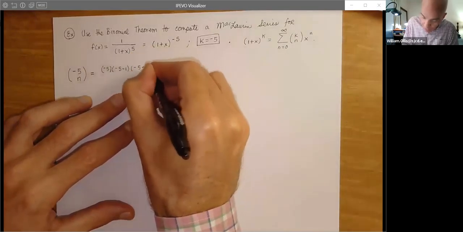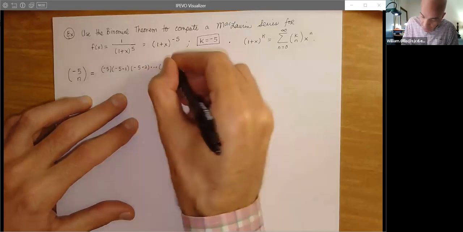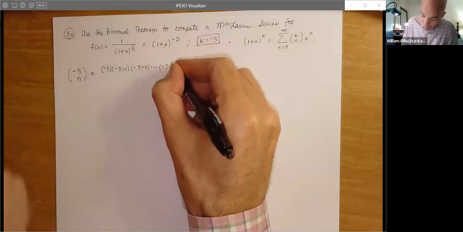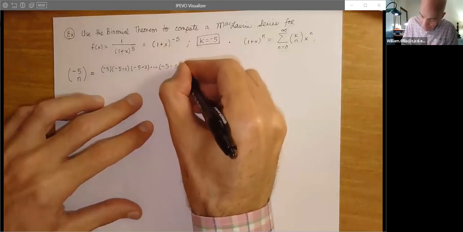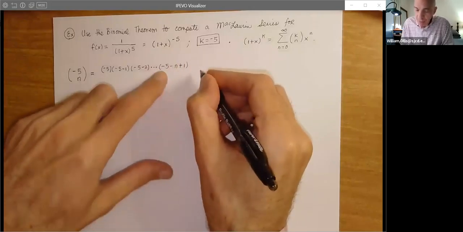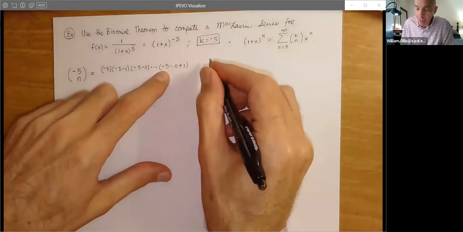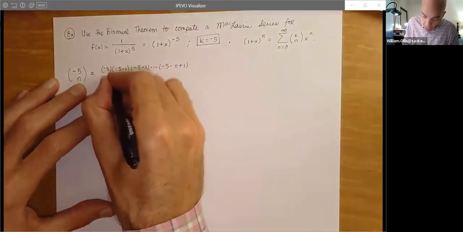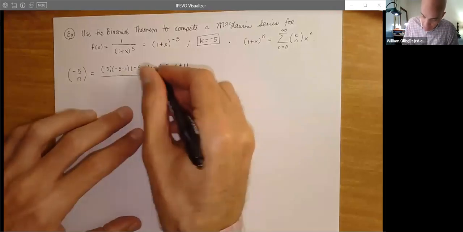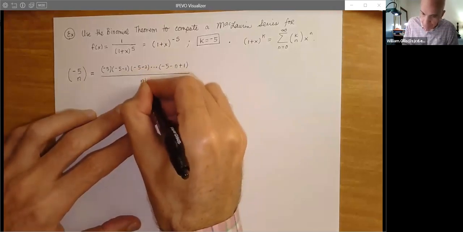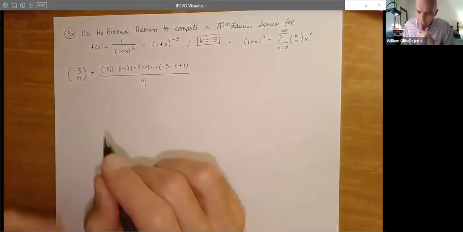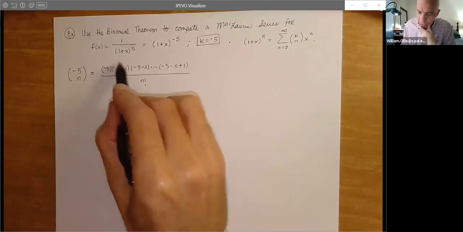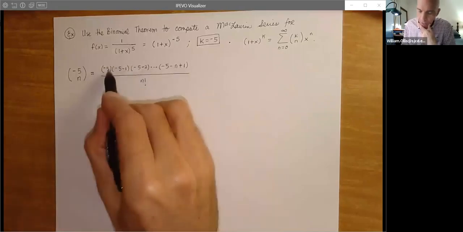So this will be negative 5. And then we have a negative 5 minus a 1. So these are a lot easier numbers. And then a negative 5 minus a 2. Then we have negative 5 minus n plus 1. So that's the deal where we have the k minus n plus 1 from our general formula divided by n factorial.